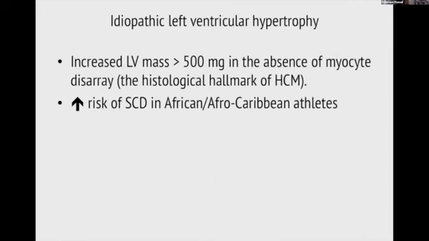Idiopathic left ventricular hypertrophy, briefly, so definition is increased LV mass of greater than 500 milligrams in the absence of myocyte disorder, which is the histological hallmark of HCM. Most deaths from idiopathic LVH are described in African Afro-Caribbean athletes. It's unclear if this is actually a variant of HCM or whether it's a genetic mutation that results in an exaggerated hypertrophic response that is different from HCM.